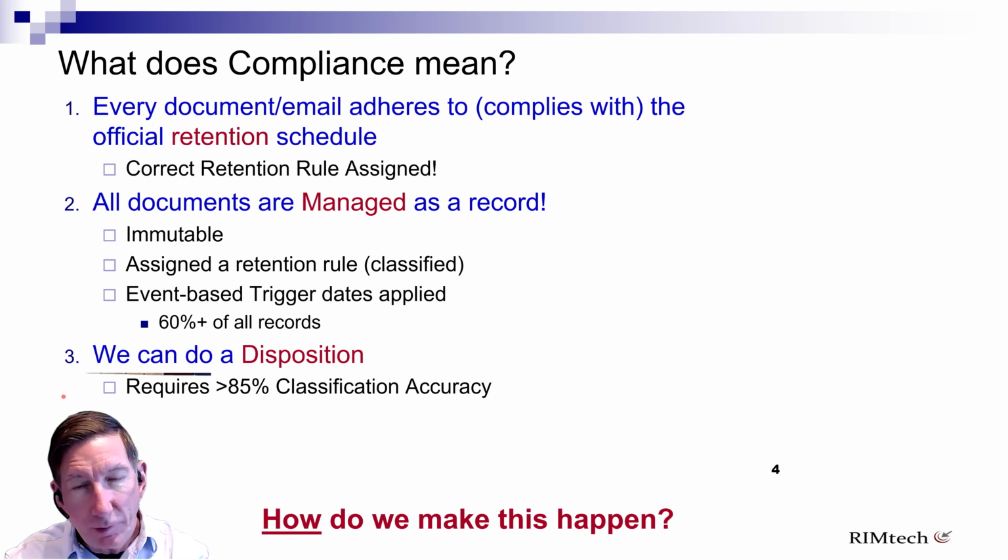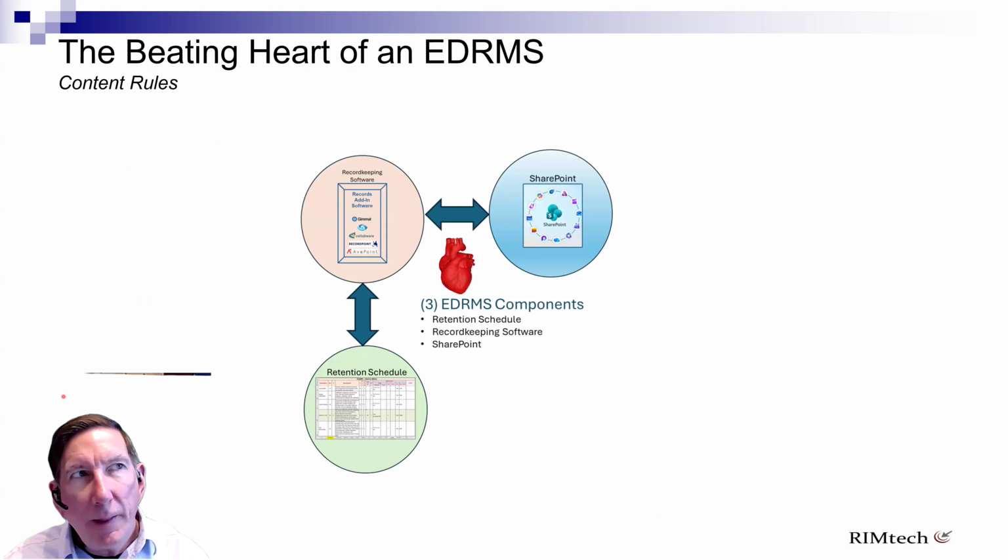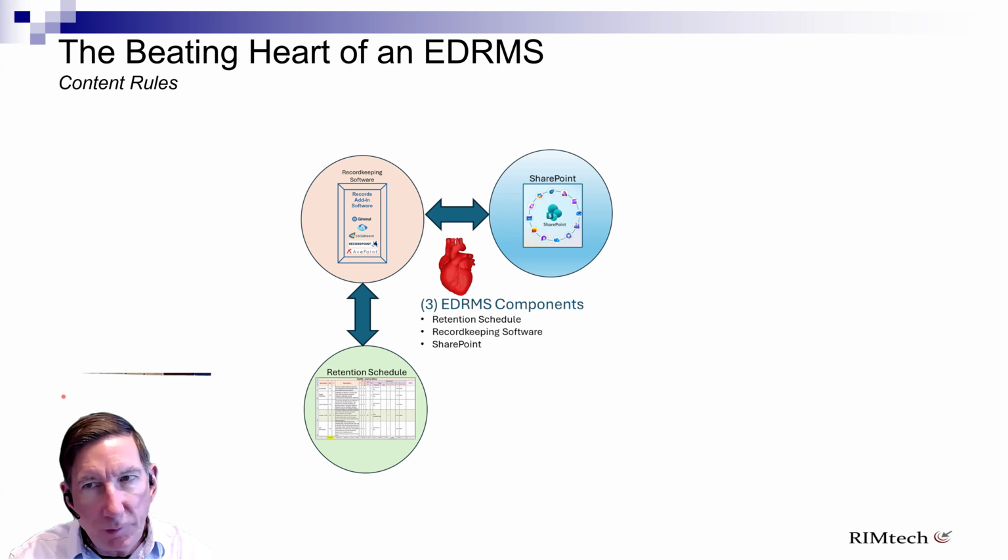And that confidence can only come from measuring and proving that those millions and millions of records have the proper classification code applied to them. So that's easily done. I have other webinars and training videos on YouTube about that. I also offer training courses on how to do that. So one way or the other, we have to make our system compliant. That means in a typical modern EDRMS that you have to combine three things: your retention schedule, the record keeping software product, which is one of 5 products on the market today, and SharePoint. So you've got to make those 3 products work together effectively.